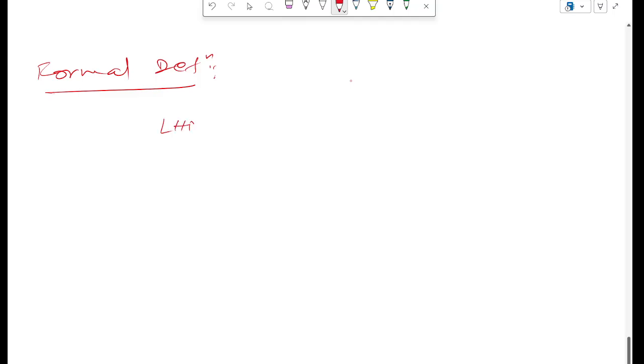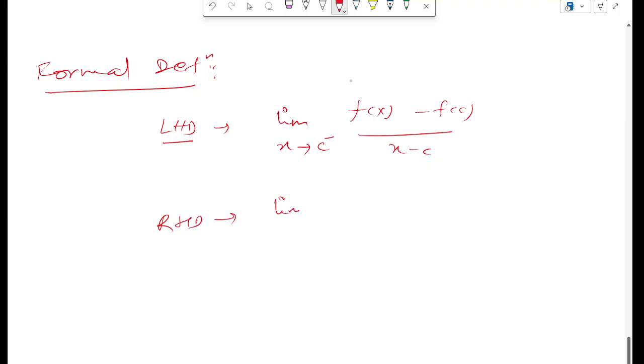We calculate the left hand derivative like this: limit x tends to c minus, let's say we are calculating at x equal to c, so we are approaching c from the left side, of f x minus f c by x minus c. Let's write RHD also, then I will explain. Limit x tends to c plus, f x minus f c by x minus c.